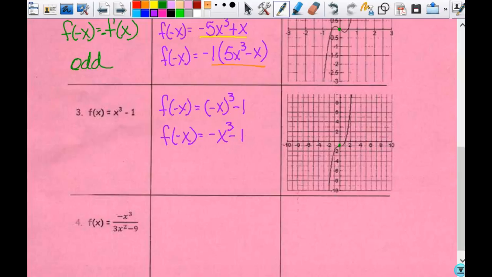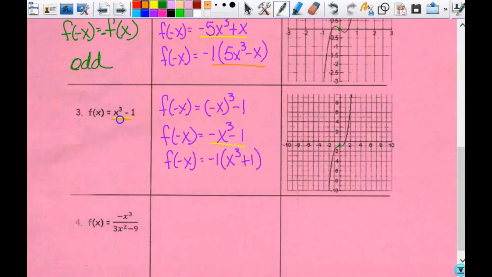After I've plugged in my negative x and simplified as much as I can at this point, I look at f of x and f of negative x. Are they the same? No, they are not. So then I factor out a negative 1. f of negative x equals negative 1 times x cubed plus 1.